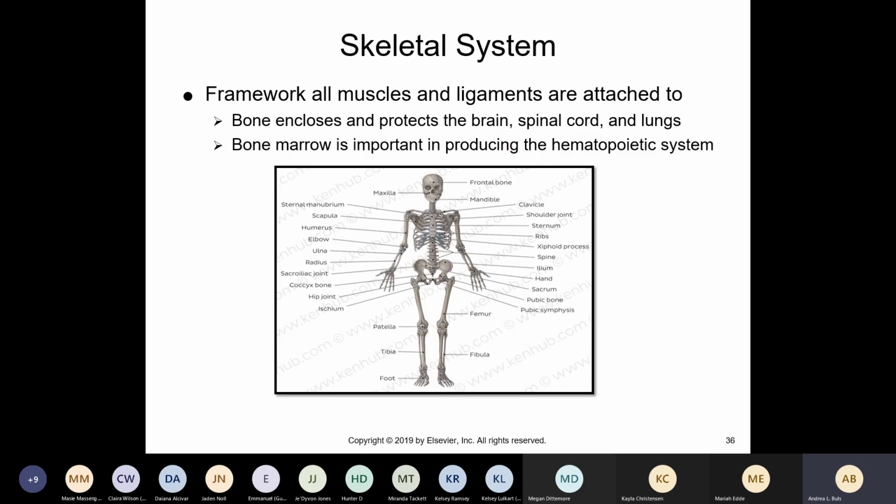Skeletal system is our framework. As you know, all of our muscles and ligaments are attached to our bones. The bone not only helps us move with our arms and legs and all of that, but it also encloses and protects things. It protects our brain, our skull does, our spinal cord, as well as our lungs. And it's also an important system because our blood and marrow and things are made in our bone. So it's a hematopoietic system that is also important.